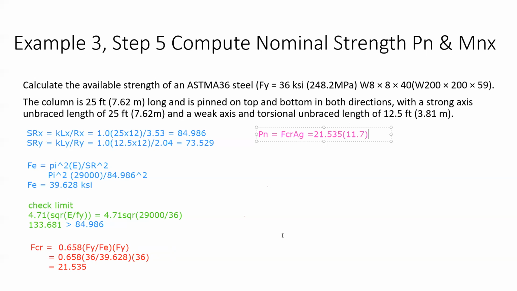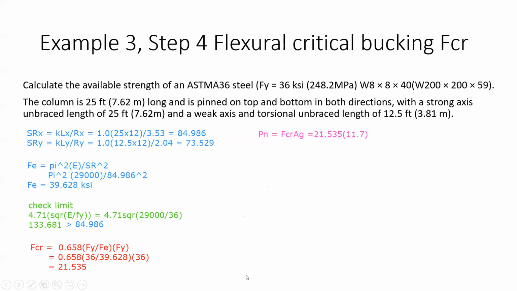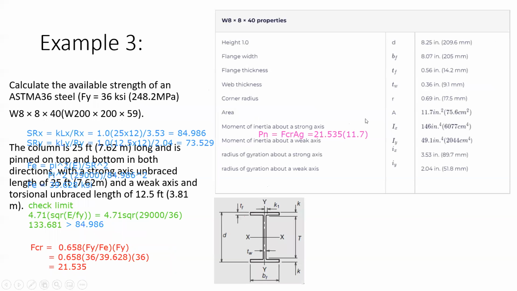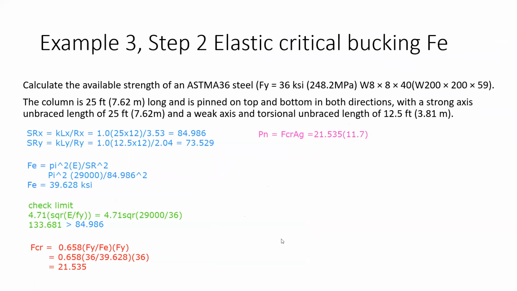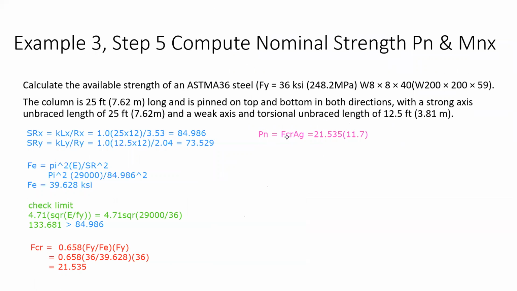Wait, let's check our given. Ag is 11.7 square inches here, so that's what we're going to use. What is the value of Pn? 251.954.